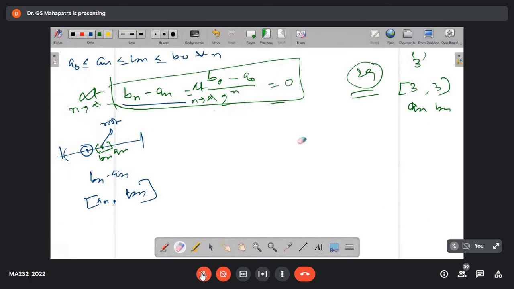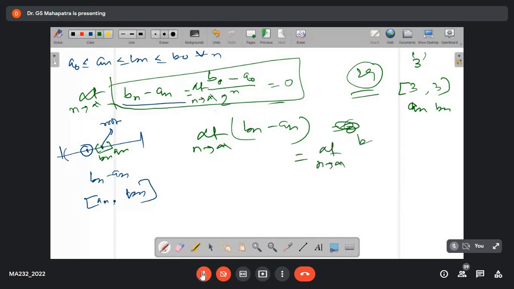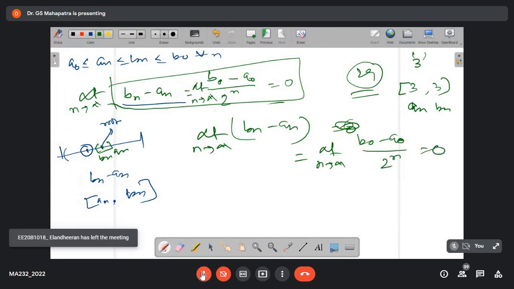52. Yes, sir. Can you explain what he actually answered? Okay, his answer is correct only. Can you explain, in terms of your bisection method, what you can explain from this part, Bn minus An equals to 0? Okay, I can write a little bit more detail: (B naught minus A naught) by 2 to the power n equals to 0.